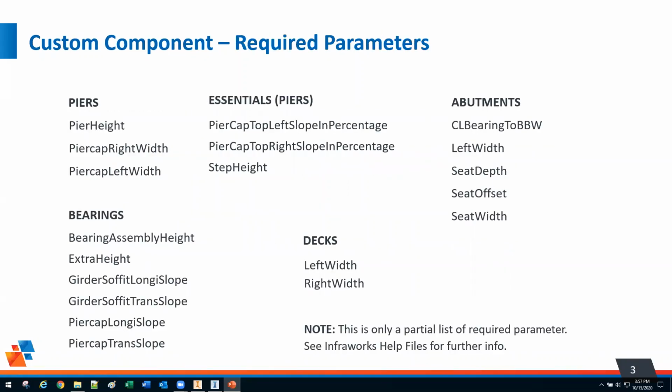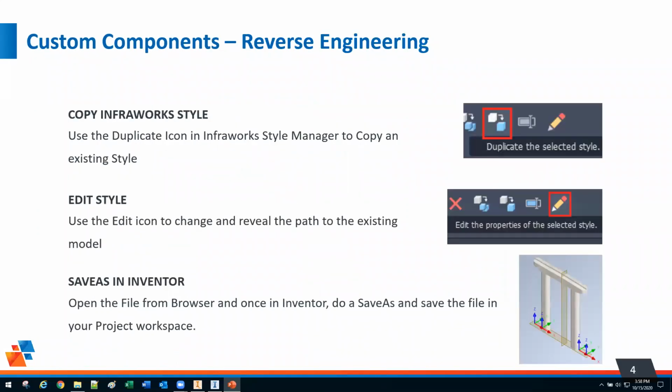The required parameters are the names of dimensions inside of Inventor that InfraWorks is going to look for and want to control. This slide is a small list of bridge components and their required parameters. Note, there are additional parameters that Inventor and InfraWorks can use. Even if they are not required, they could be referred to as essentials. A good example of that is the pier cap top left slope in percentage. Yeah, it's a mouthful, but it's an essential parameter.